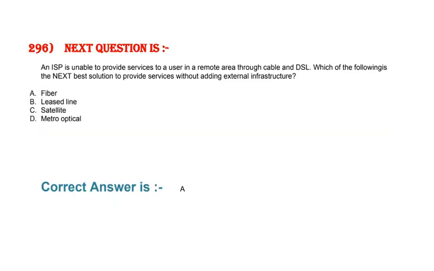Question is, an ISP is unable to provide services to a user in a remote area through cable and DSL. Which of the following is the next best solution to provide services without adding external infrastructure? Option A, fiber. Option B, leased line. Option C, satellite. Option D, metro optical. Correct answer is option A.